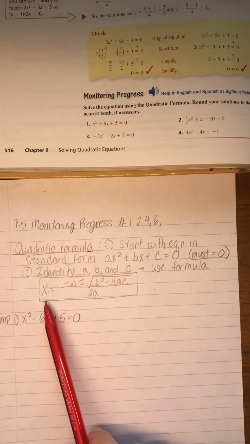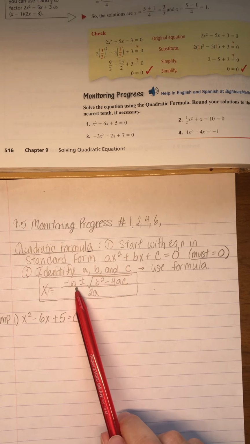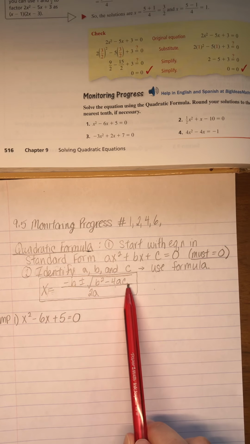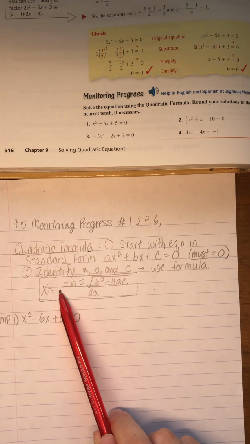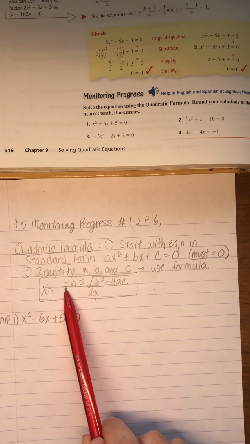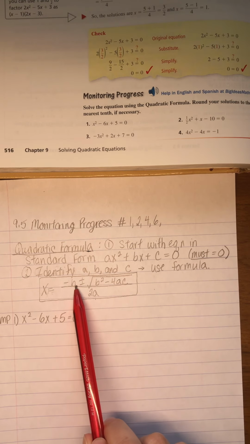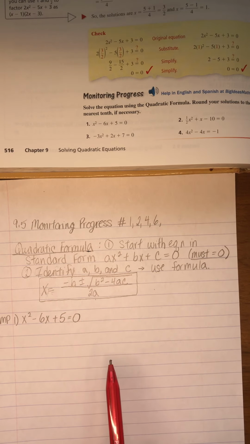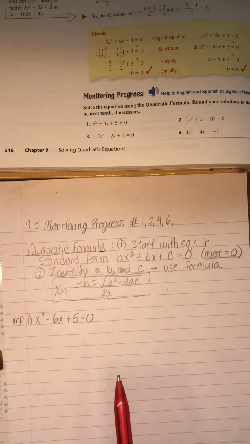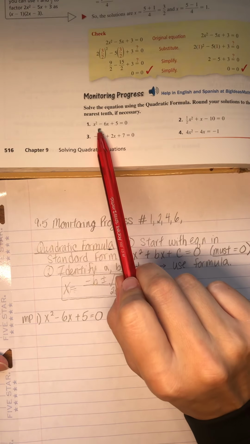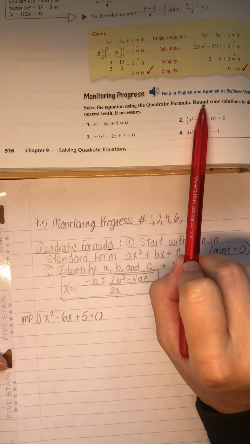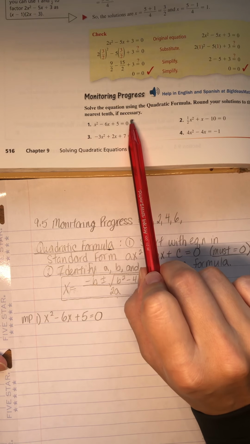Here's the quadratic formula. x equals the opposite of b plus or minus the square root of b squared minus 4ac, all over 2a. When we say all over, that means that everything here gets divided by the product of 2a. Okay, we're going to look at monitoring progress 1, and I'm getting this from the textbook right here. We're going to solve the equation using the quadratic formula and round the solution to the nearest tenth if necessary.